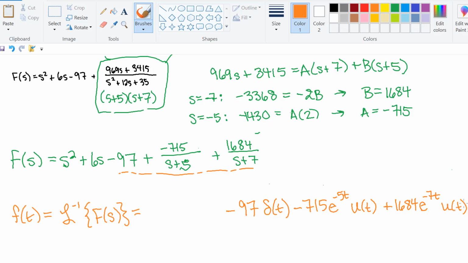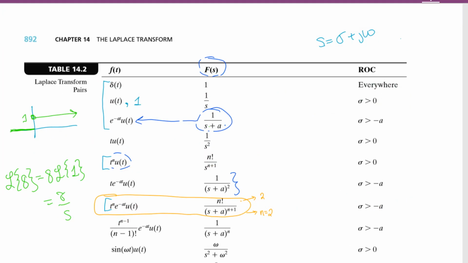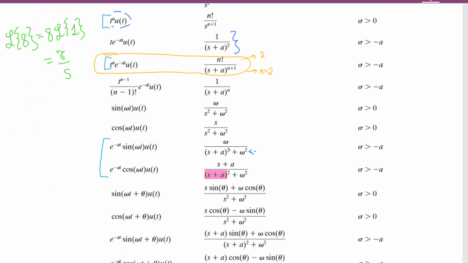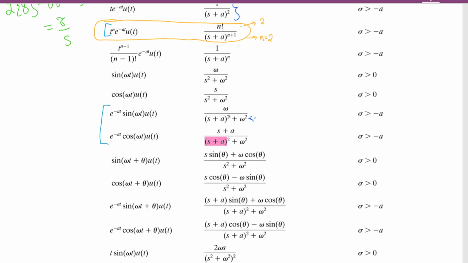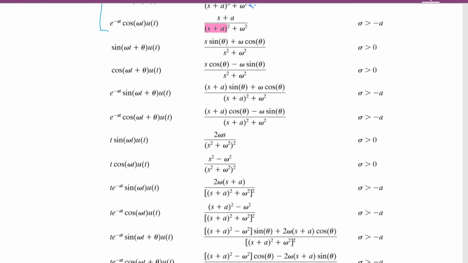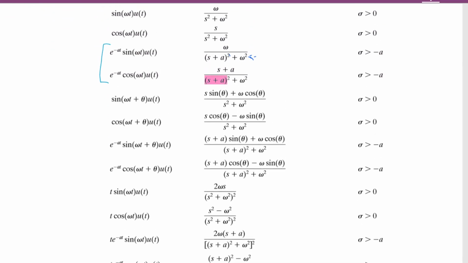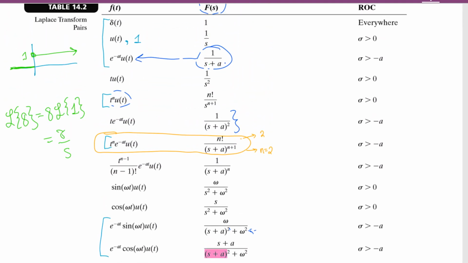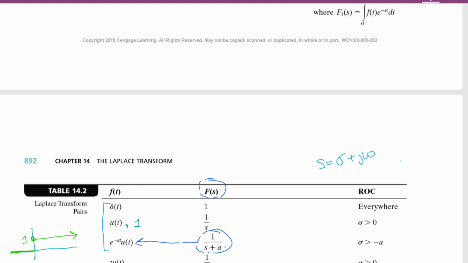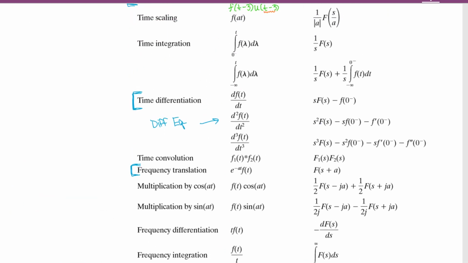Okay, so what about the s squared and the 6s? If you go look at the table for the pairs, every one of them, the s is just in the denominator, except when you get to the ones with the trig functions, but still the degree of the denominator is bigger than the degree of the numerator, so there are always more s's in the denominator. So this table doesn't help at all with the s squared and the 6s. This is where that differentiation in the time domain property comes in.